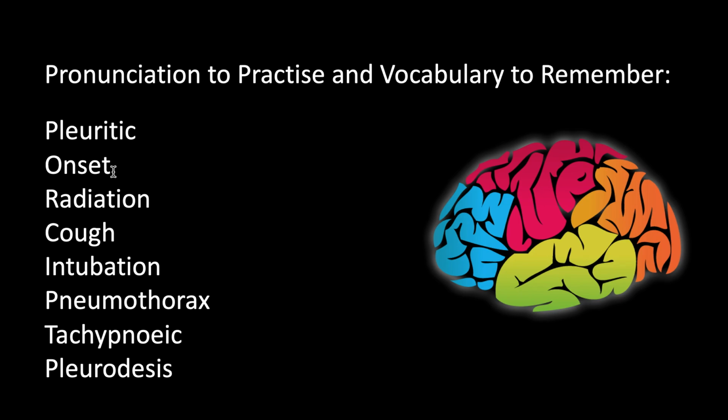Onset. This is a really useful word. The beginning of a symptom. When did it start? What was the patient doing? The onset. Radiation. In a pain history, that's a really key question. And it's in English, radiation, not irradiation, which is gamma waves and radiotherapy type of treatments.